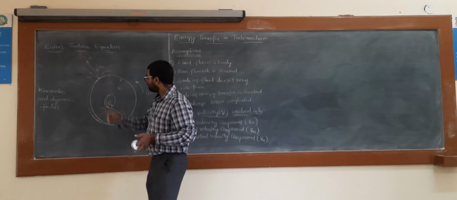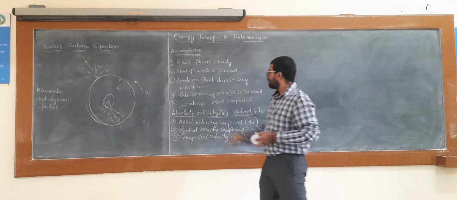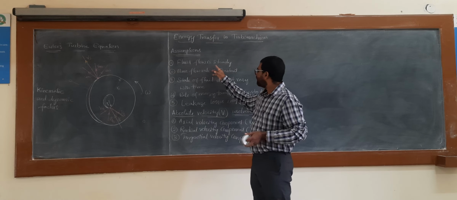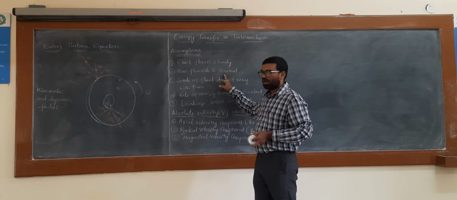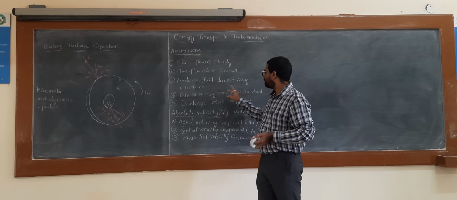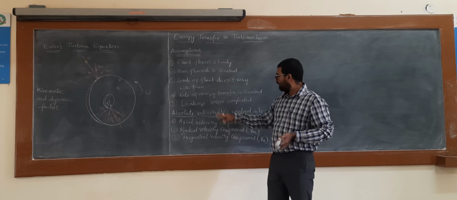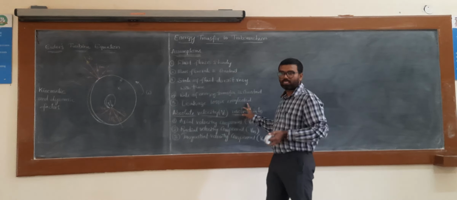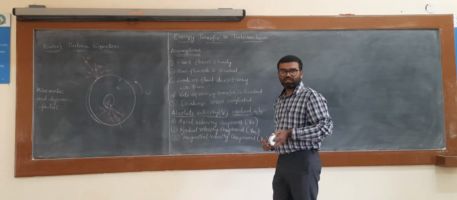To derive the Euler's turbine equation, we will consider certain assumptions here. Those assumptions are: the fluid flow through the turbo machine is steady, mass flow rate is constant throughout the rotor, steady state of fluid does not vary with time, rate of energy transfer is constant, and leakage losses are neglected. These are the assumptions we made to derive the Euler's turbine equation.